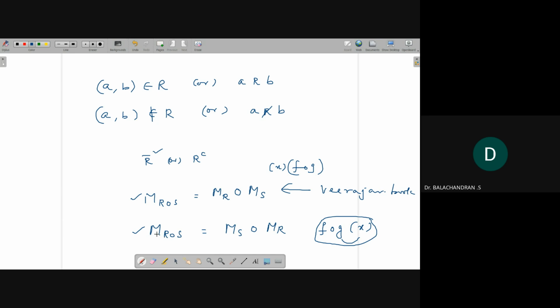So here, in R composition S in the Venkatraman book, he first applies S, so MS comes first, and then MR next, since R takes the place of F. First S and then R. But in the Veerarajan book, he first applies F, so instead of F we have R, and they write MR. Second he applies G, and instead of G we have S, so MS comes second.